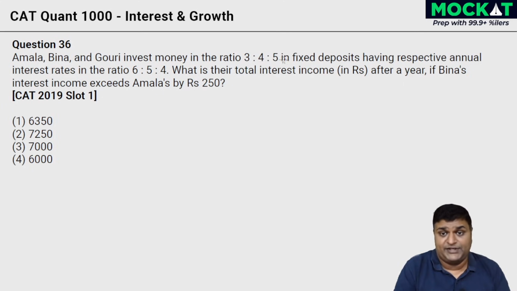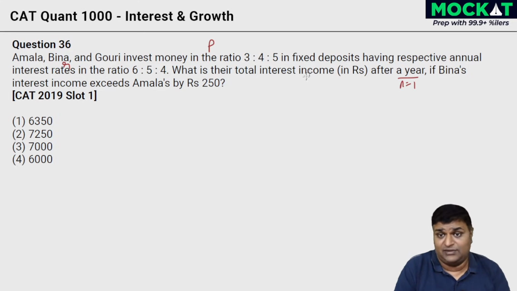A, B, and C invest money in the ratio 3:4:5 in fixed deposits, having respective annual interest rates in the ratio 6:5:4. So these are principals. These are rates of interest. Okay. What is the total interest income after a year? So n equals 1, exactly 1 year.